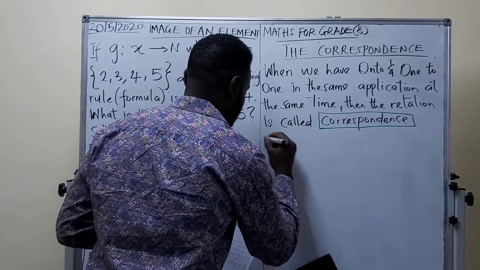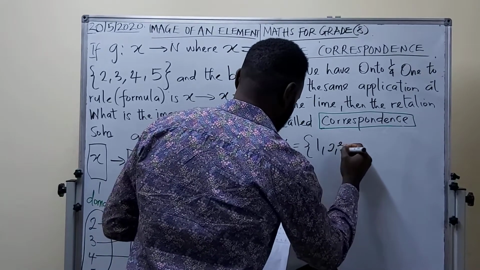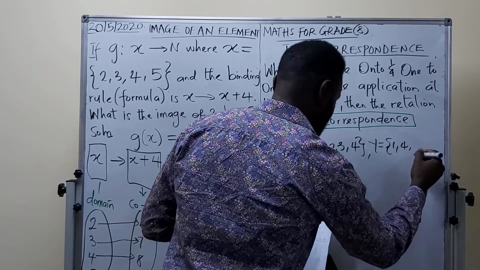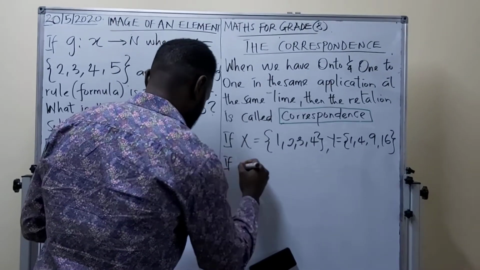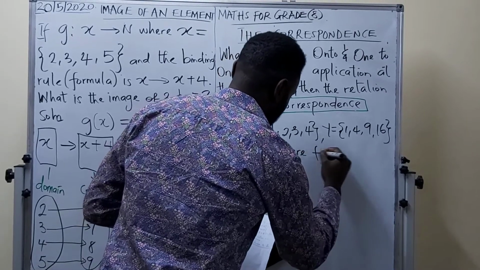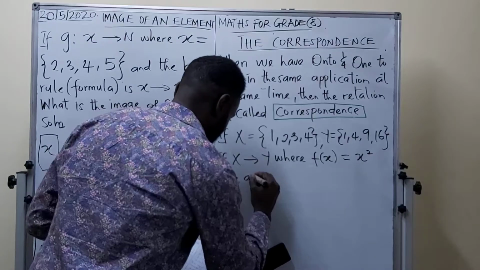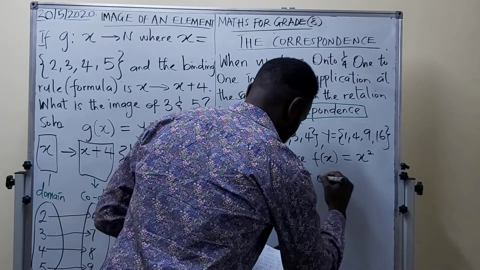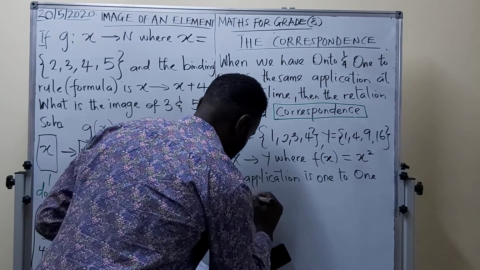Correspondence. For example, if x equals 1, 2, 3, and 4, and y equals 1, 4, 9, and 16, if x binds with y, where f of x equals x squared, the application is 1-to-1 and also onto.